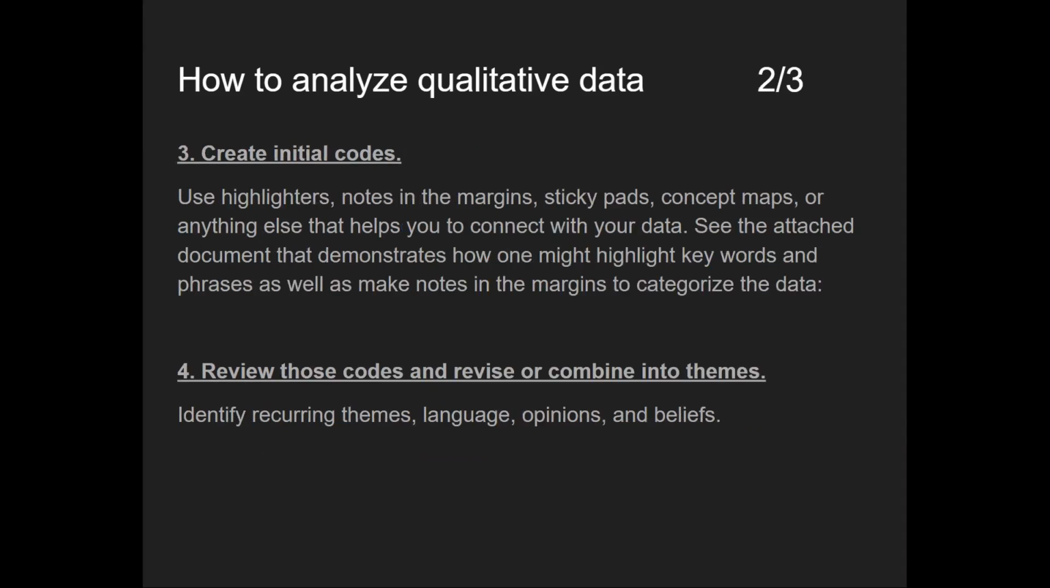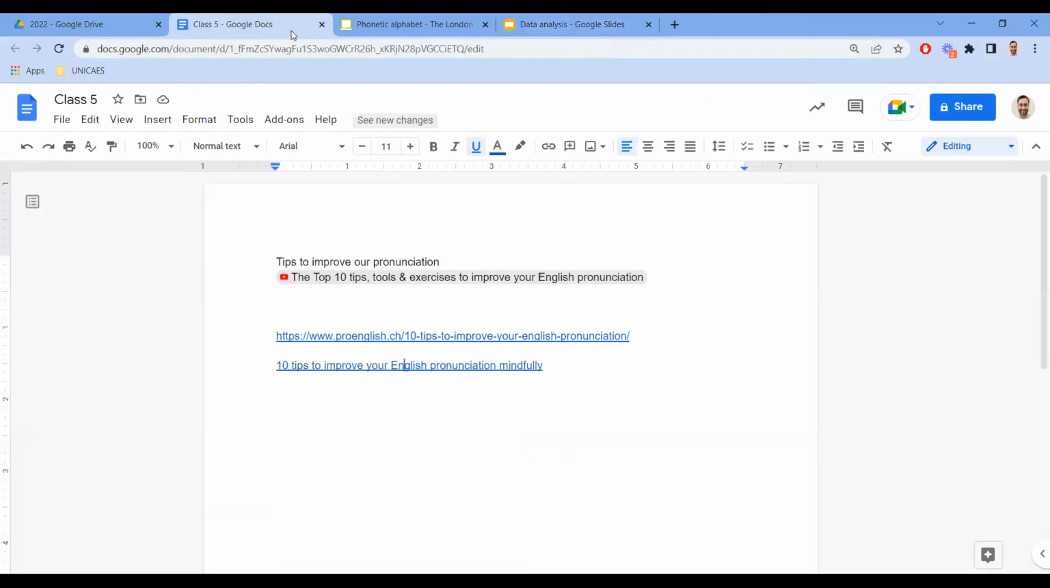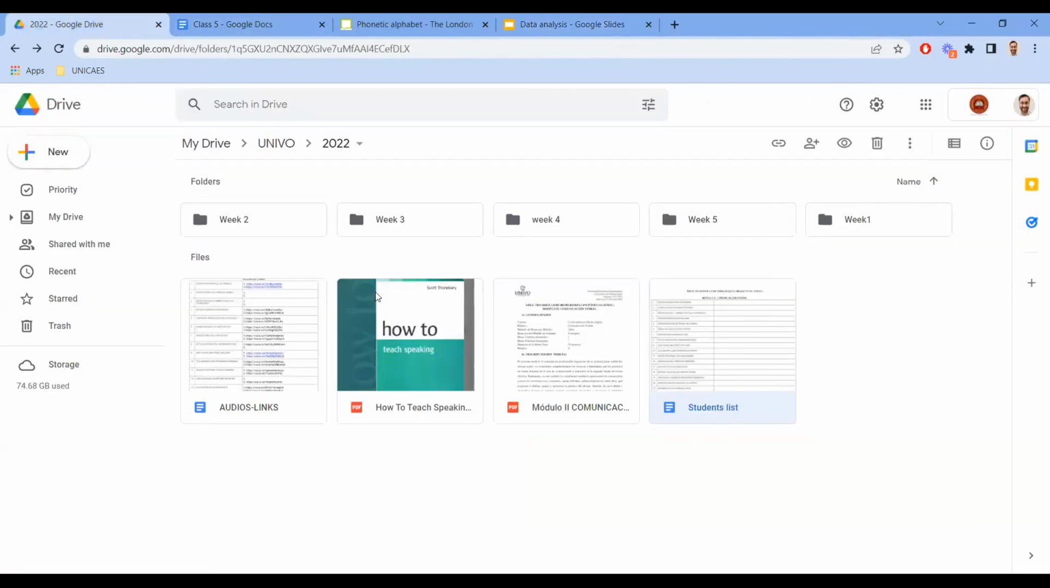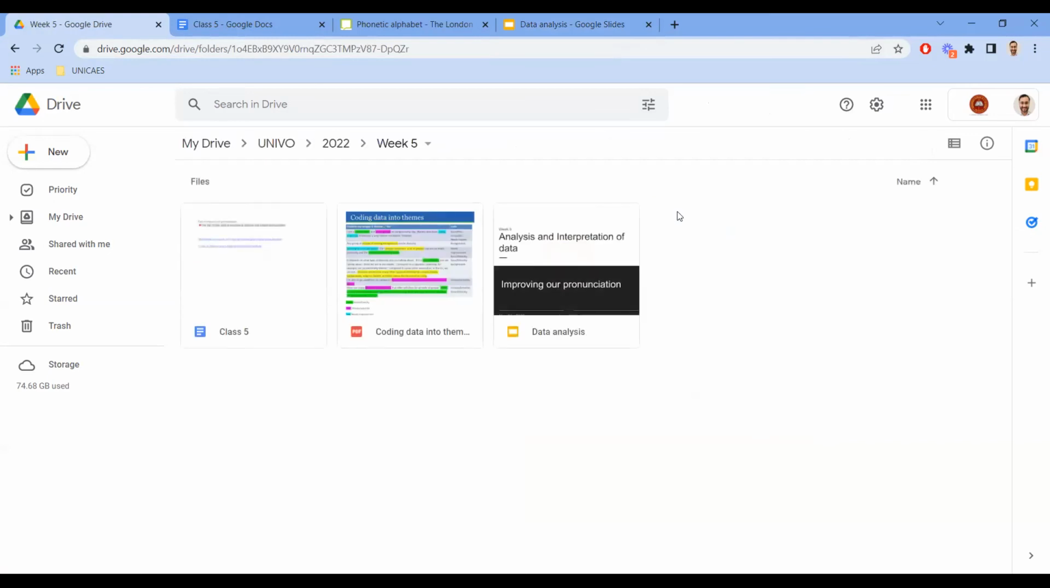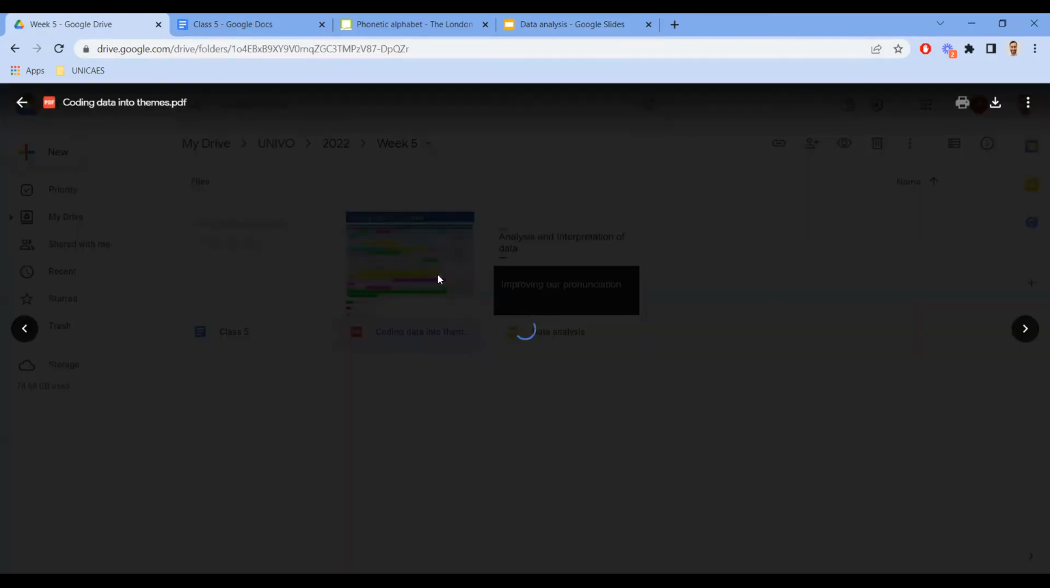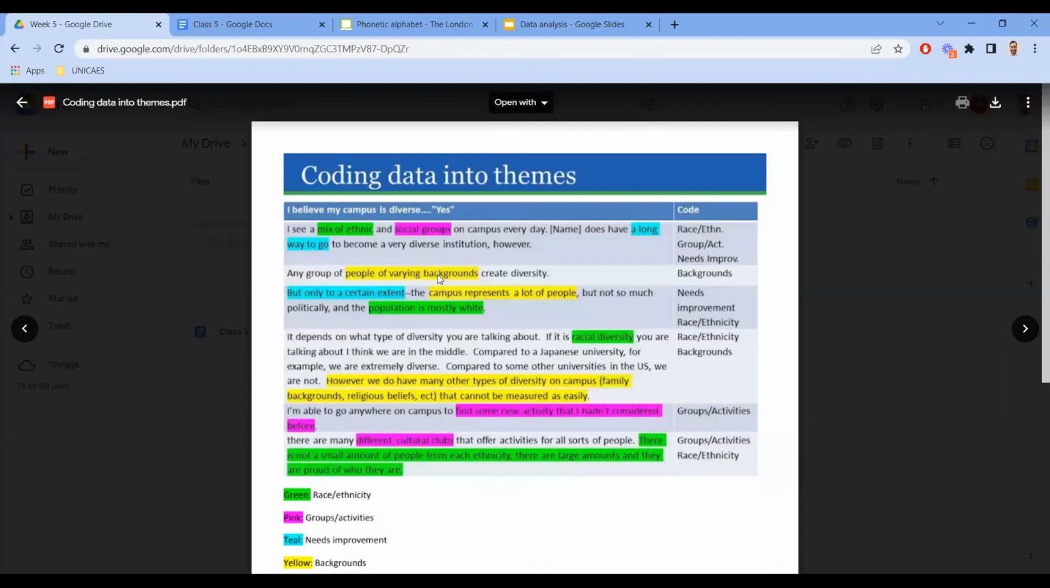Got it? Then we're going to jump to number 3. You need to create initial codes. Why do we do this? Normally, and I'm going to share with you a document that I have over here, and I'm going to upload it to the platform too. Once you have your document, you need to code it.